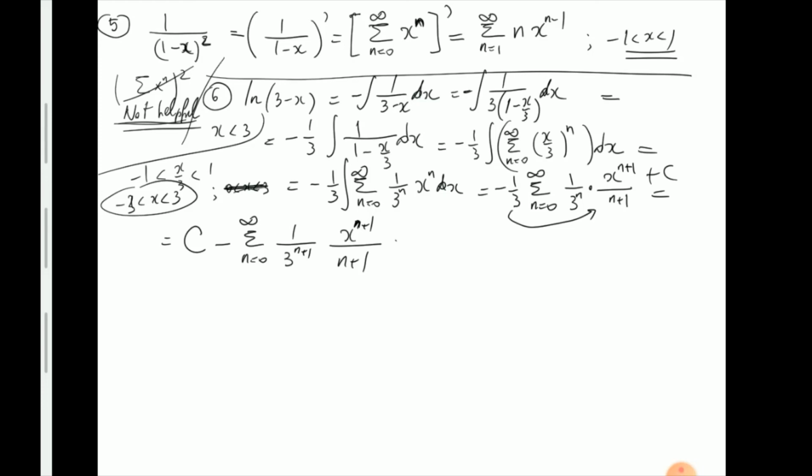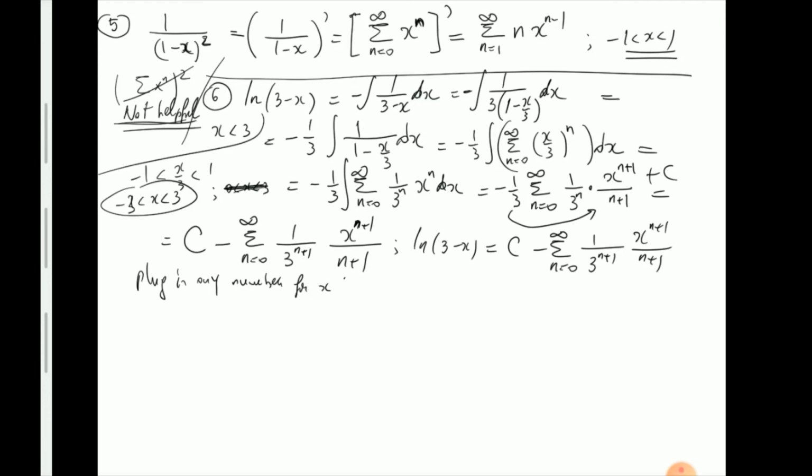All right, now pay attention here, this constant must be determined. So right now we concluded that ln of 3 minus x is the summation from 0 to infinity, 1 over 3 to the n plus 1, x to the n plus 1 over n plus 1. To determine c, you can plug in any number for x you want, and then determine c. So plug in any number for x, but the best one will be x equals 0.